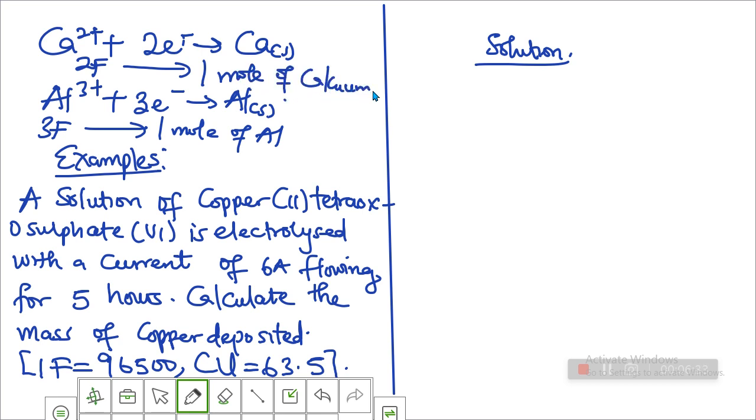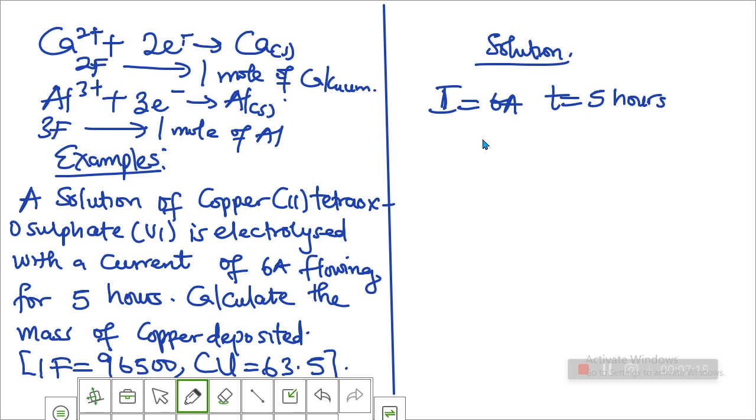So let's go to the example now. They said the solution of copper 2 tetrasulfate 6 is electrolyzed with a current of 6 ampere flowing. So let's write our parameters out. They give us time. Our time is what? 5 hours. Calculate the mass of copper deposited. So that's what they just gave us. They now say we should calculate the mass that is deposited.